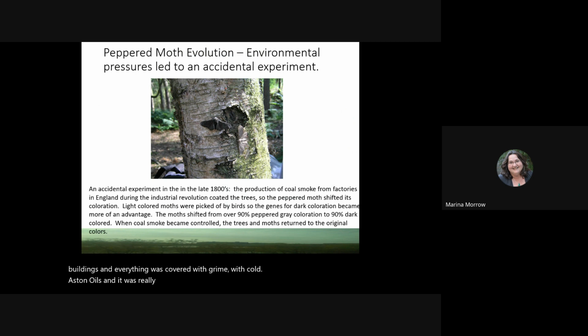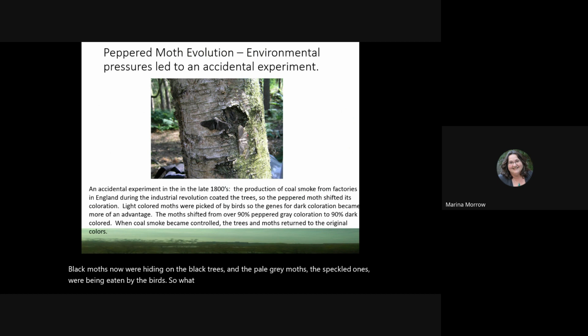And this is the time of Sherlock Holmes and the idea in those stories that you could hardly see down the block. You couldn't even see a few feet in front of you because the coal smoke had combined with the mist off the river in London. Anyway, so this accidental experiment took place in England during that time. So the trees got covered with blackness, and then you can see what would happen. The black moths now were hiding on the black trees, and the pale gray moths, the speckled ones, were being eaten by the birds. So what happened?